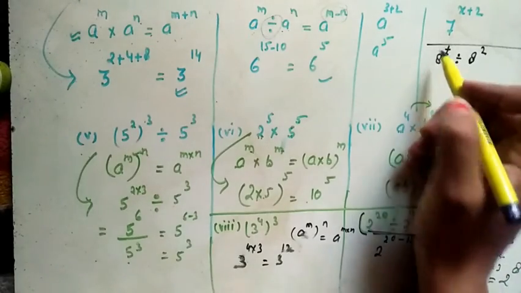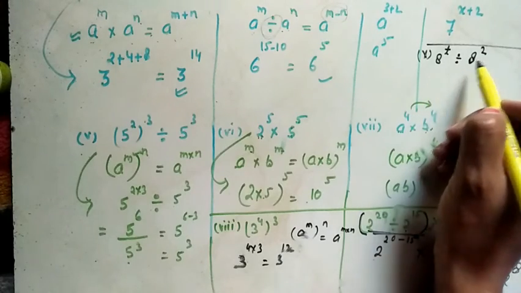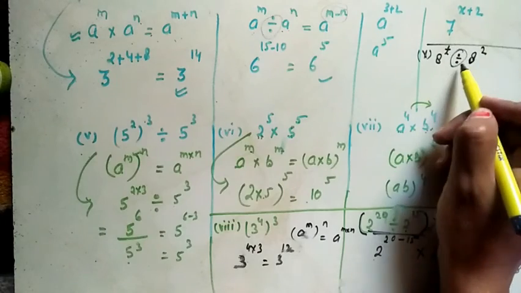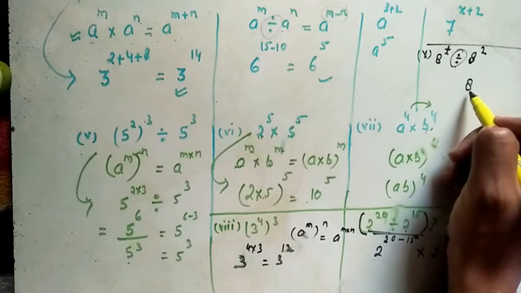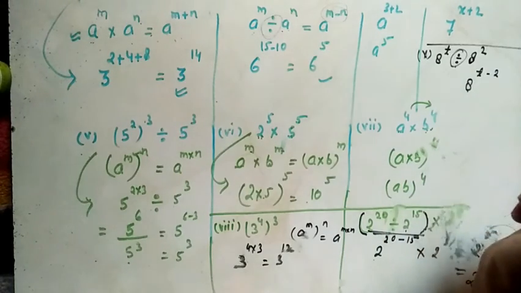Last part of this question, that is the 10th part, 8 to the power t divided by 8 to the power 2. So here the bases are the same and the operation is division, so the powers get subtracted. So the answer is 8 to the power t minus 2. Okay.